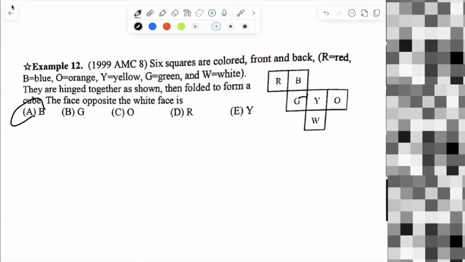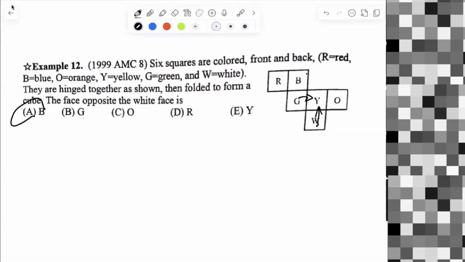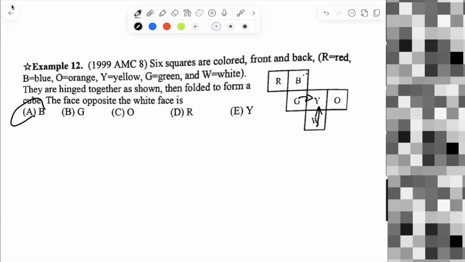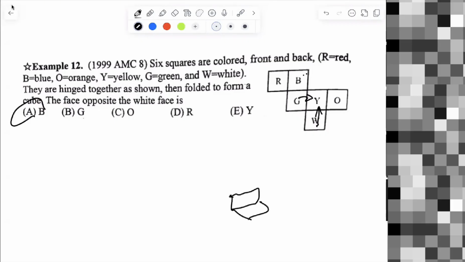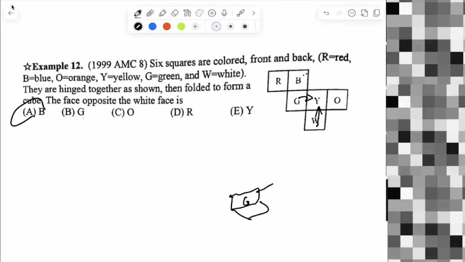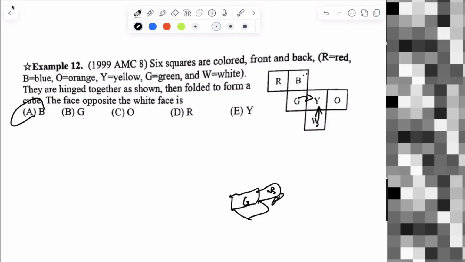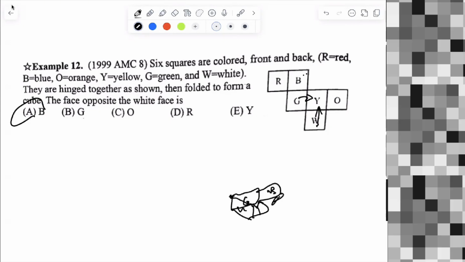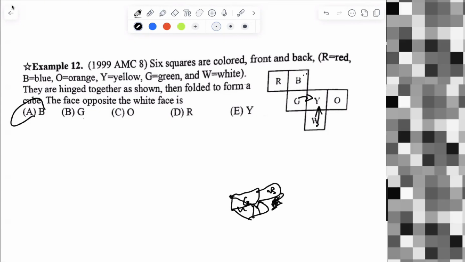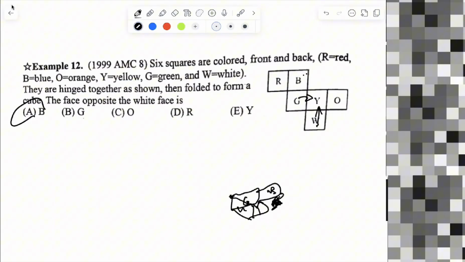we fold this forward, flip it, we fold this way, and once we folded it like this, this is G. We got this extra blue. We can fold it over. And this is Y and this is W. We can fold that piece over to get that blue is opposite of W.